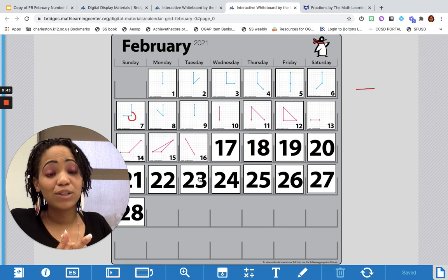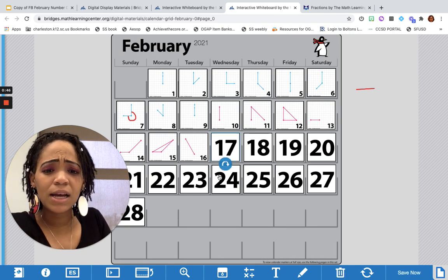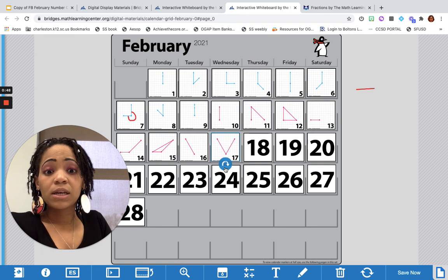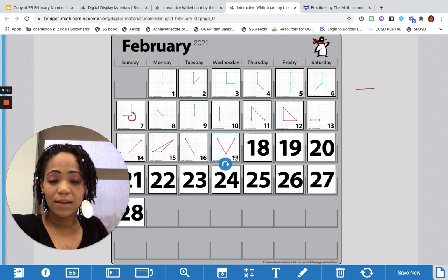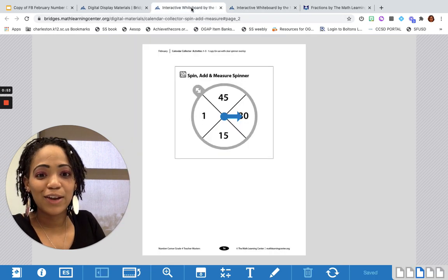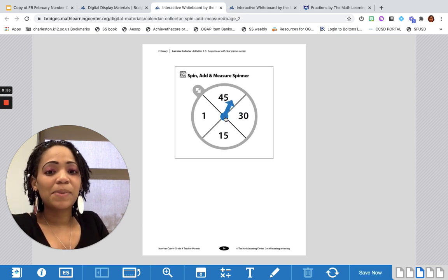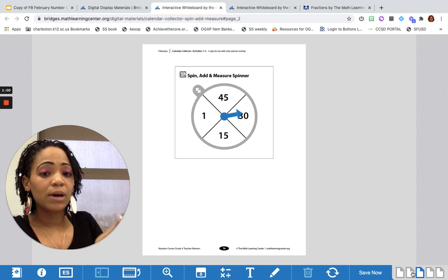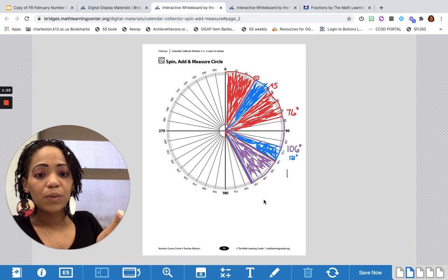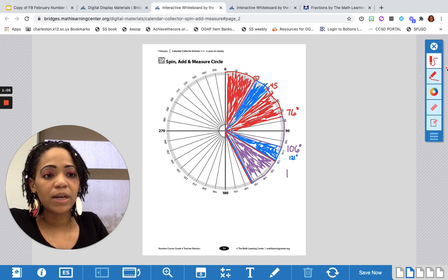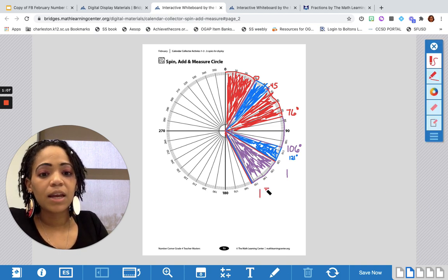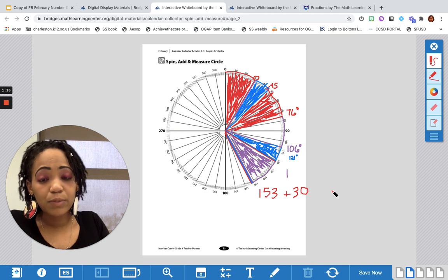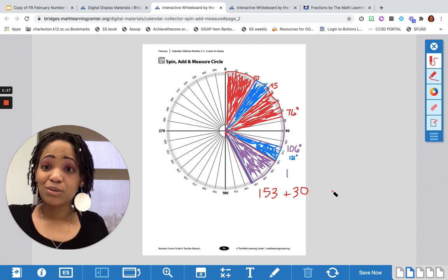Instead, we're going to go ahead and do our problem string, which means I'm simply going to show you what today's calendar marker looks like, which now you see it, and now you don't. I'm also going to spin for how many degrees we are now adding to our calendar collector, which is 30 degrees. We were at 153, and now we need to add 30 degrees. So I'm going to do that when I'm not on screen with you because we have a problem string to do today.